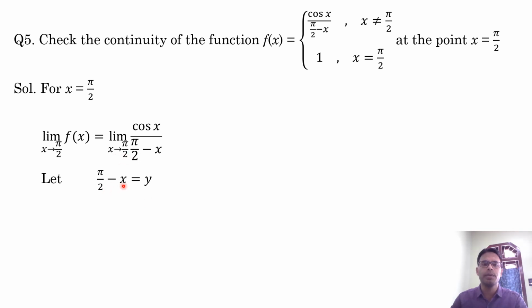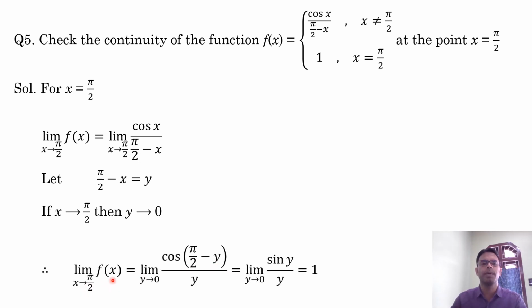When x tends to pi by 2, in that case y is equal to 0, pi by 2 minus pi by 2 is equal to 0. So if x tends to pi by 2, then we get y tends to 0. So now our new limit will come like this.